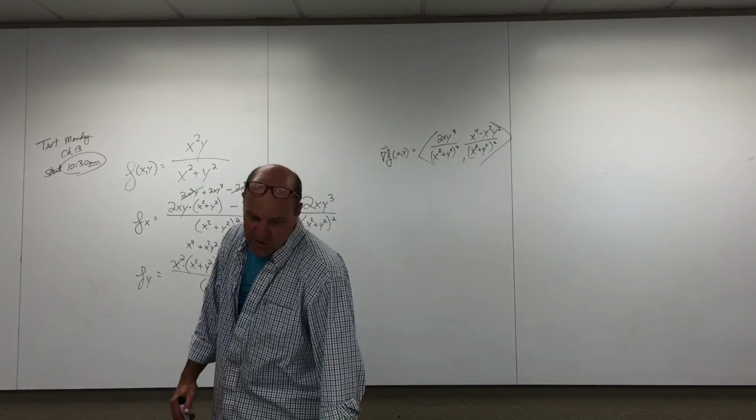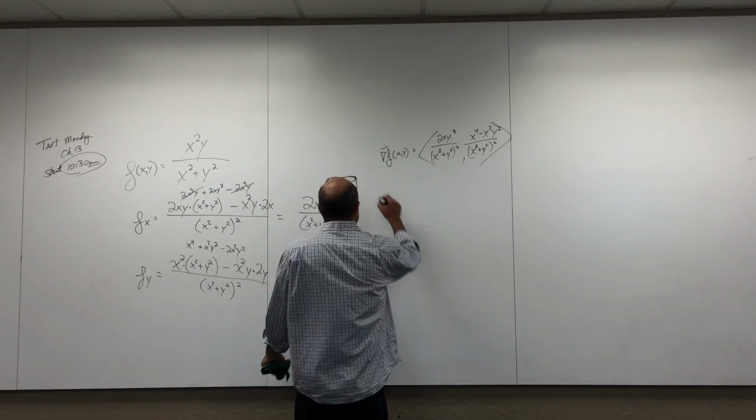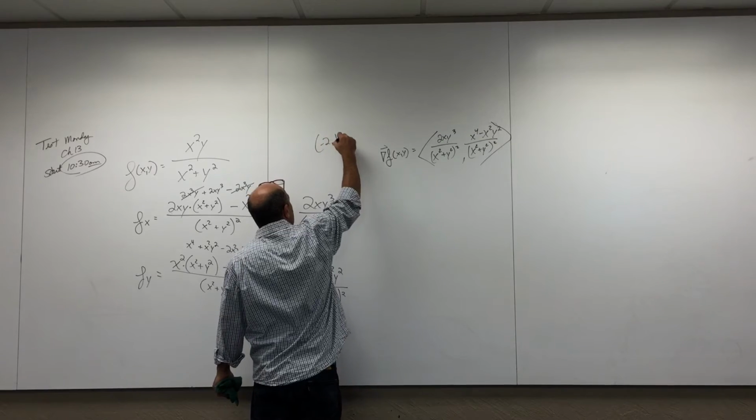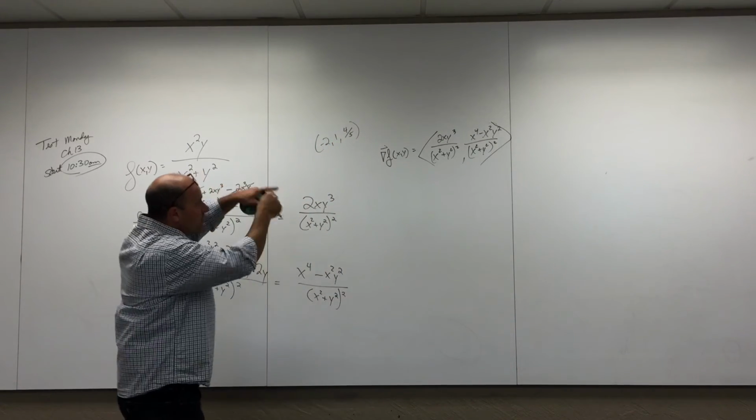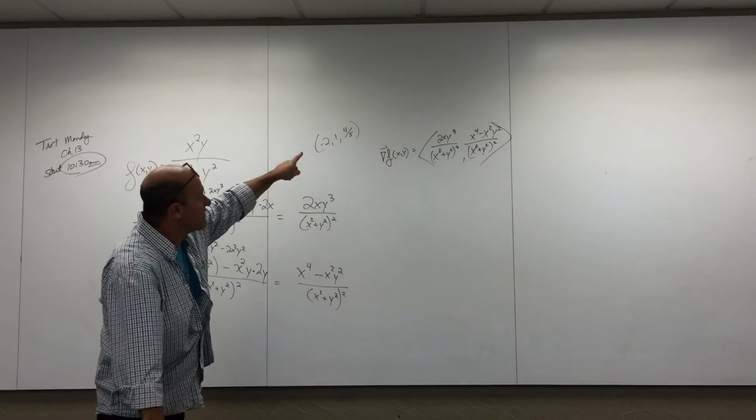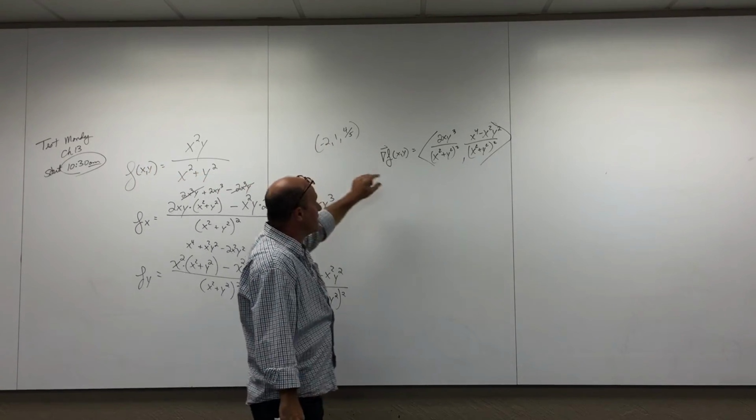At the point negative 2, 1, 4/5. I give you these points, but it turns out when you're plugging these numbers in, you don't need the z value. You need the x and the y. You plug it all in.